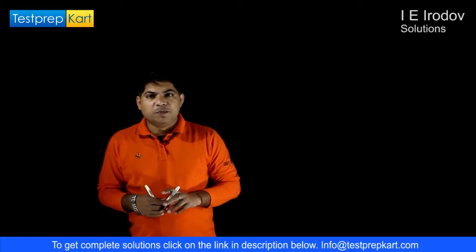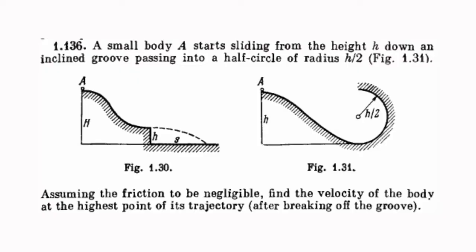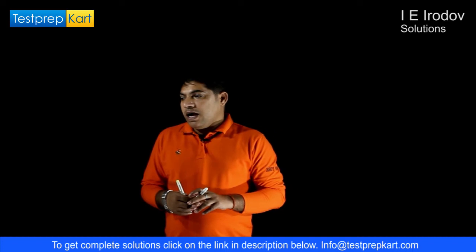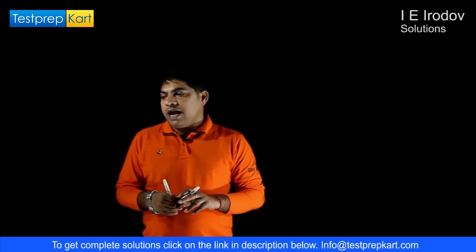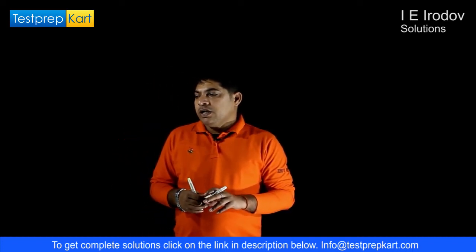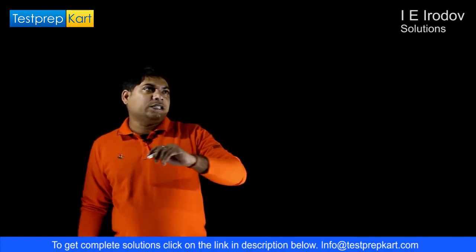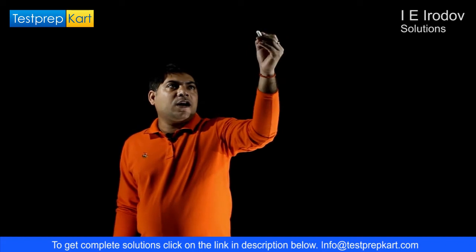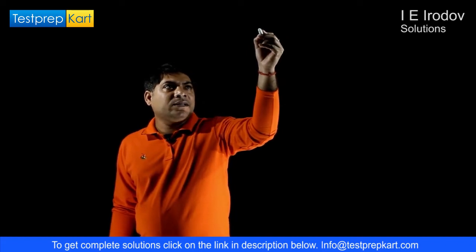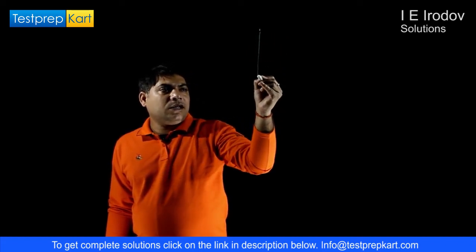Next question is 1.136. A small body A starts sliding from height h down an inclined groove passing through a half circle of radius h by 2. So in this problem a diagram is given.